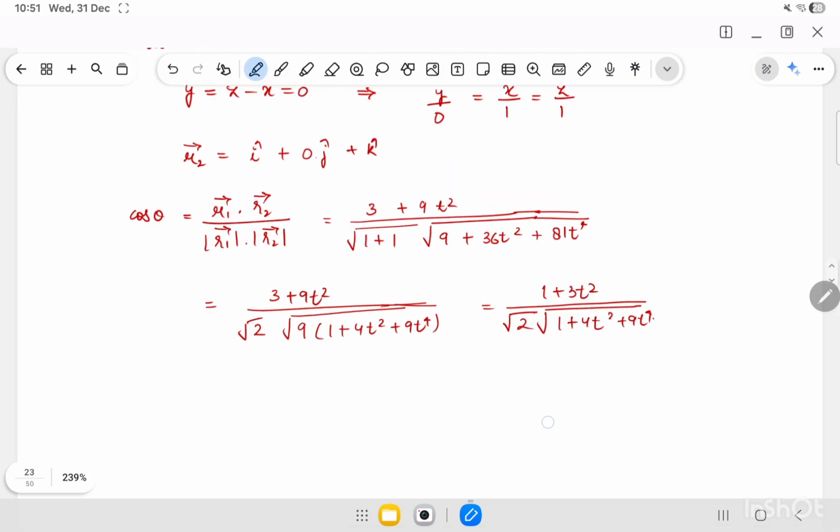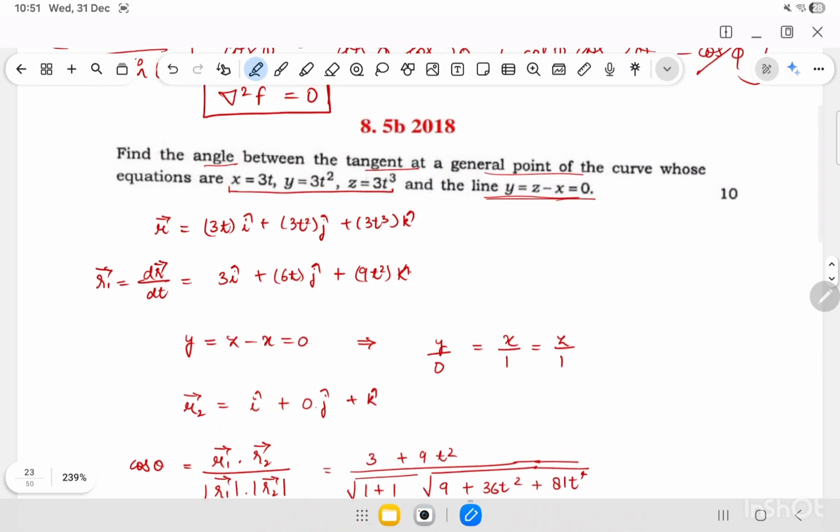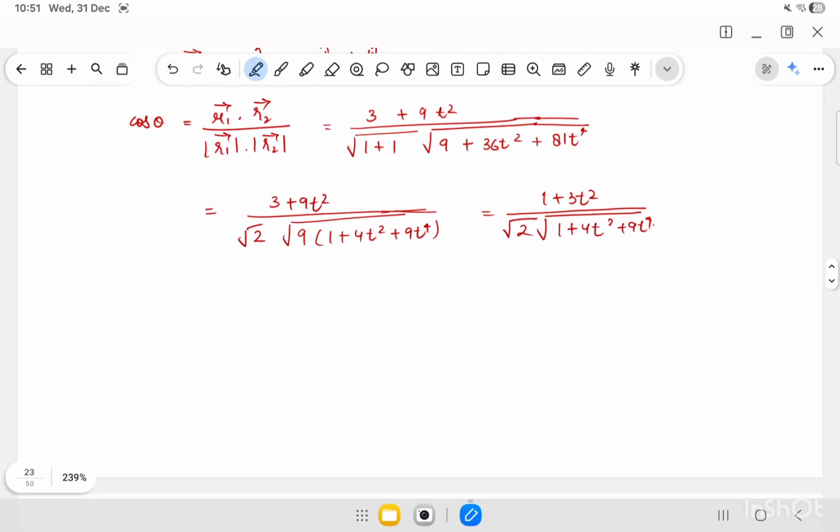So since there is no specific point given at which we need to evaluate the angle, this is basically the angle between the tangent to the given curve at any general point and the given equation of line. Let's move on to discuss the next question.